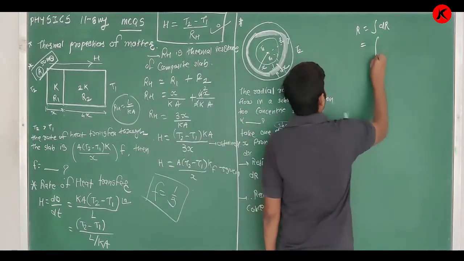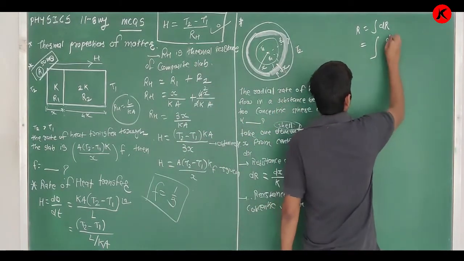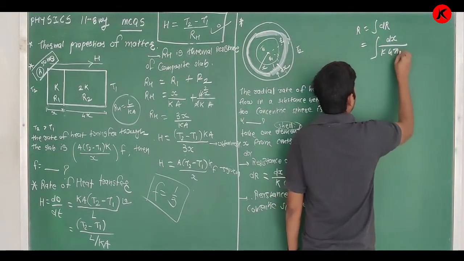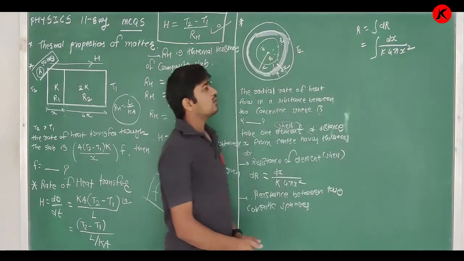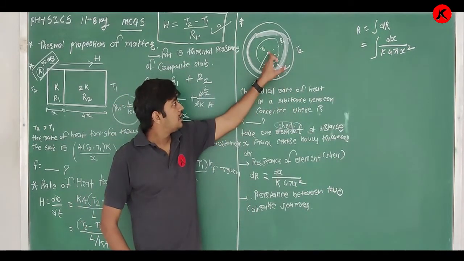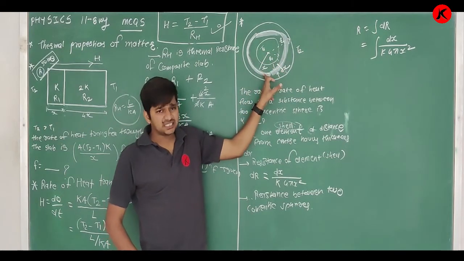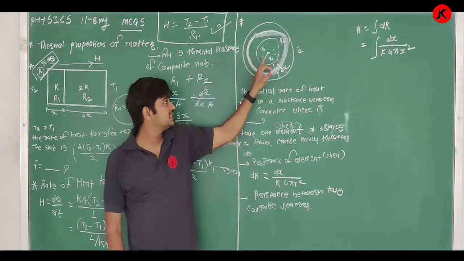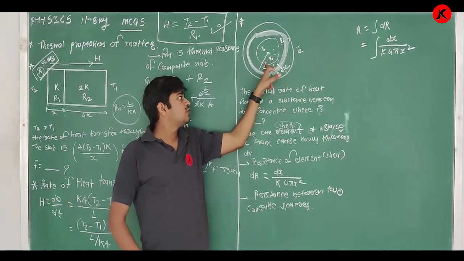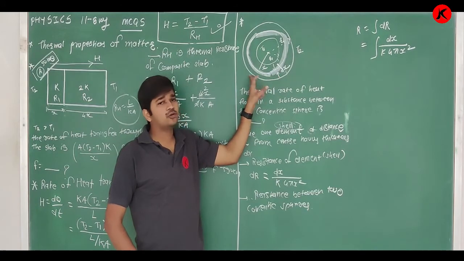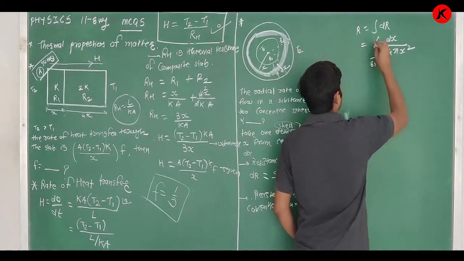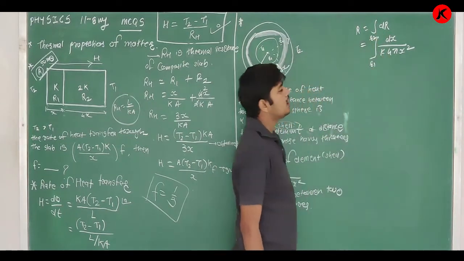integration dR. Here it is integration. What is the value of dR? It is dx upon k 4 pi x square. Now x, integration is with respect to x. What is x? It is radius of this shell from center, or distance. Now as we have to find total resistance between two concentric spheres, from R1 to R2, what is the limit? It is from R1 to R2.